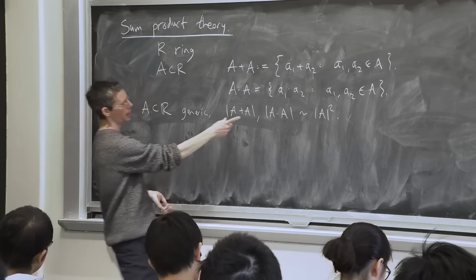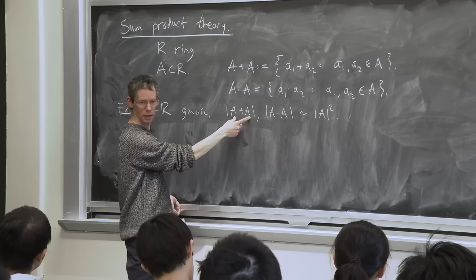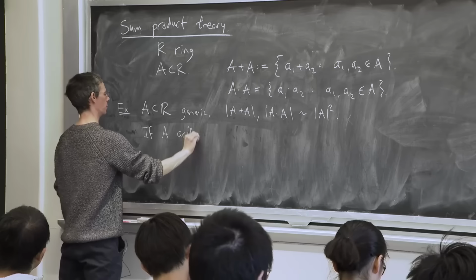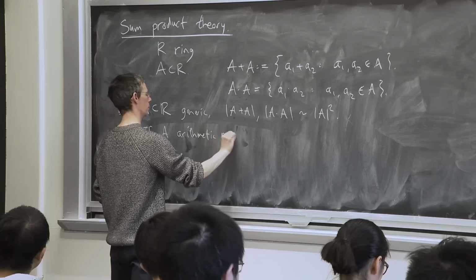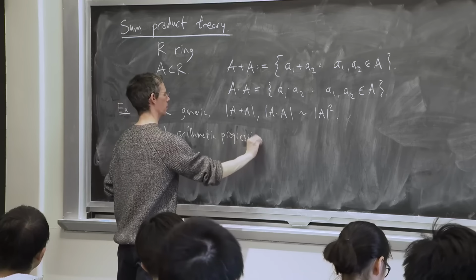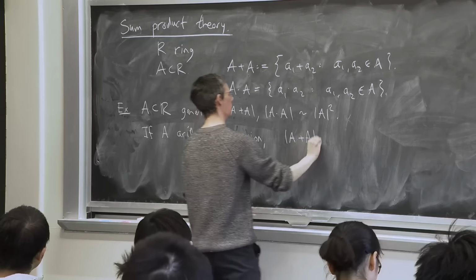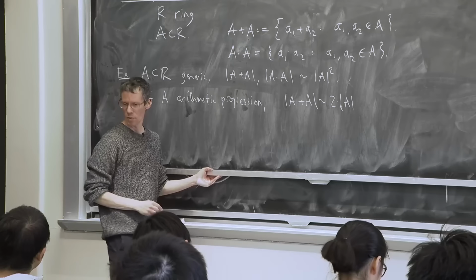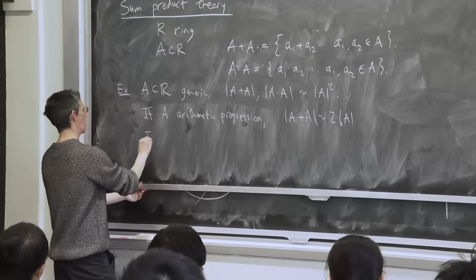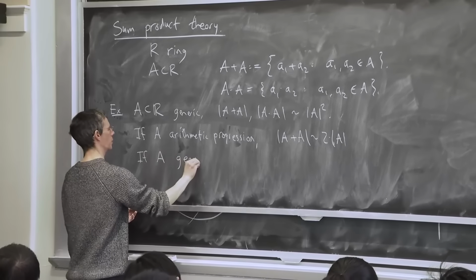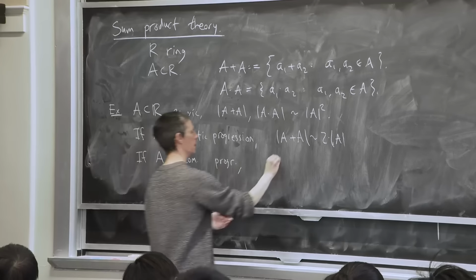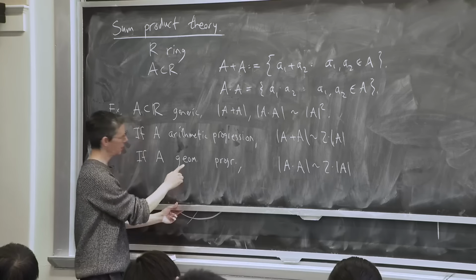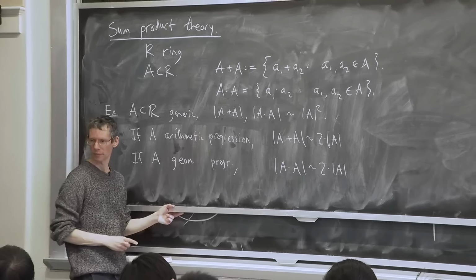But it could happen that A plus A is not very big. If A is an arithmetic progression, then the size of A plus A is only around 2 times the size of A. But in this case, A times A would be very big. On the other hand, if A is a geometric progression, then the size of A times A would be around 2 times the size of A. But then A plus A would be very big.